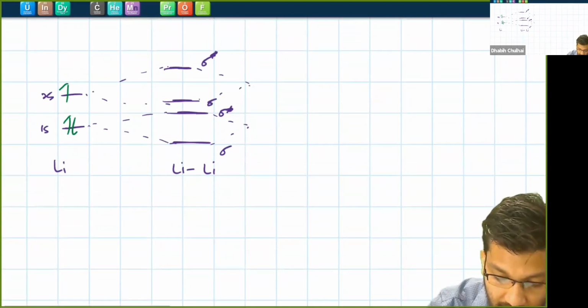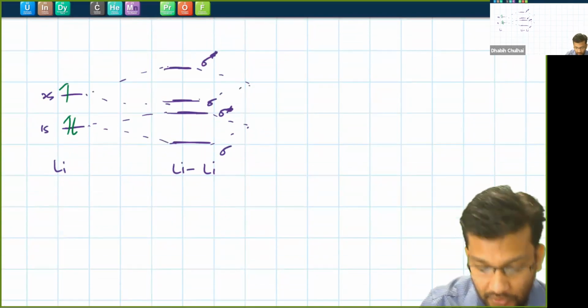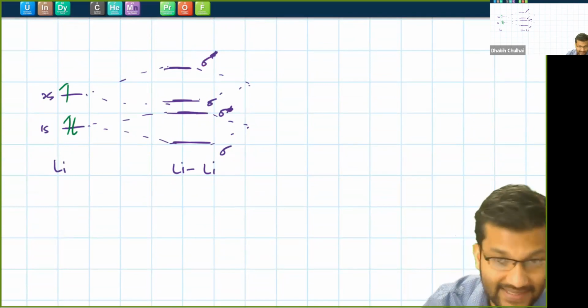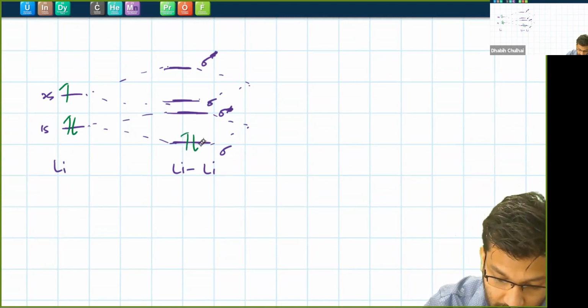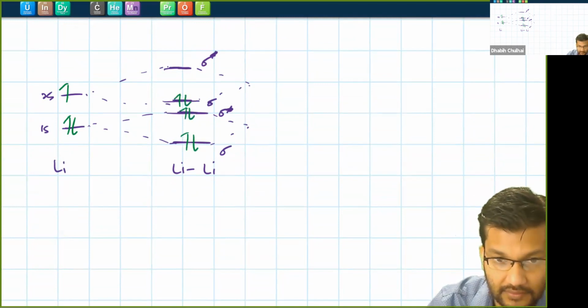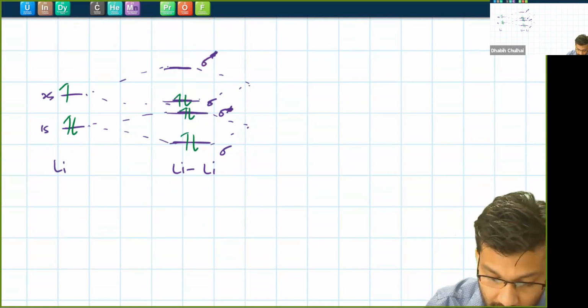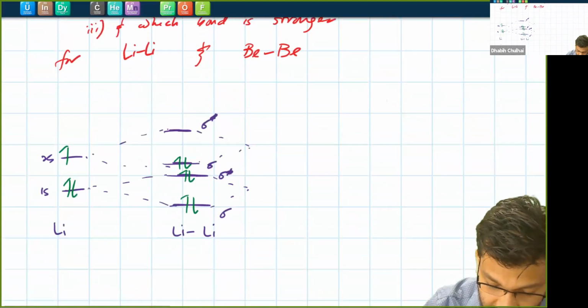Right? Now, lithium 2, or lithium bonded to lithium, has 6 electrons. So I need to fill this with 6 electrons. 1, 2, 3, 4, 5, 6. Okay. So that's the molecular orbital diagram.